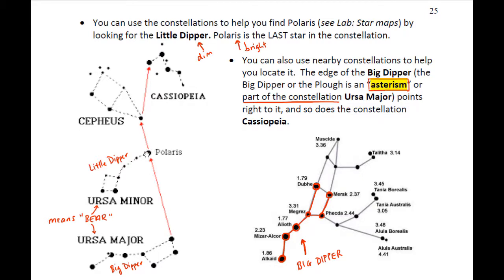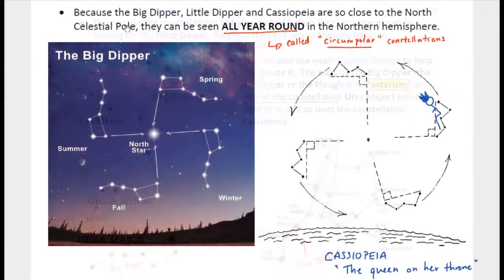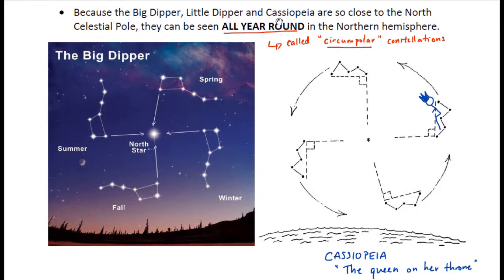Polaris itself is the last star in the Little Dipper. Little Dipper, again, there's the little cup, and you've got the little handle there as well. Little Dipper is the asterism that's part of Ursa Minor. So you have the Big Bear and the Little Bear. Now, the Big Dipper and the Little Dipper and Cassiopeia are so close to the North Celestial Pole, and again, remember that the North Star runs right through that pole, that we can actually see them all year round.